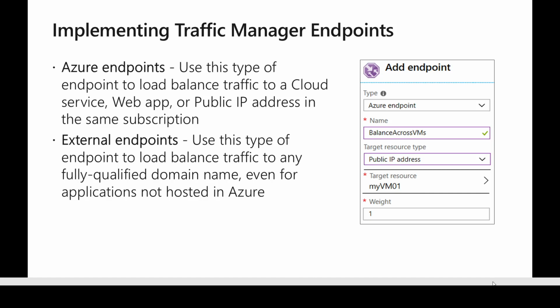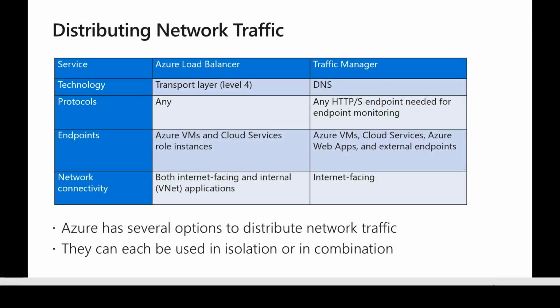So we can really build a truly global application, because Traffic Manager spans across Azure or on-prem or any other cloud provider as well. If we look at the difference between Traffic Manager and the Azure Load Balancer, Azure Load Balancer works at transport layer or layer 4, that is TCP and UDP, whereas Traffic Manager works at DNS level. And coming to the protocol support, Traffic Manager supports only HTTP and HTTPS endpoint, whereas Load Balancer supports both UDP, TCP, etc.